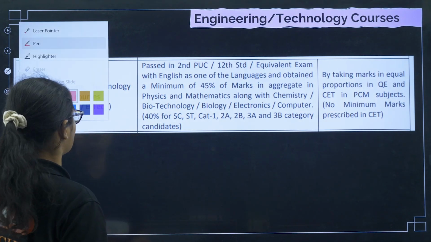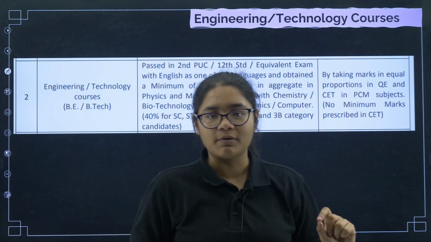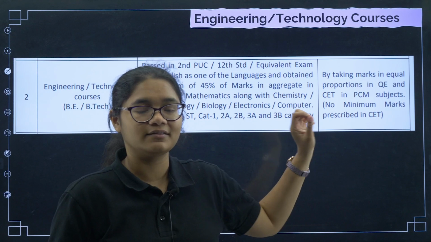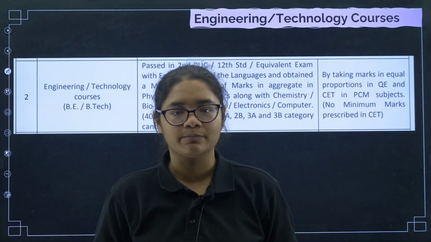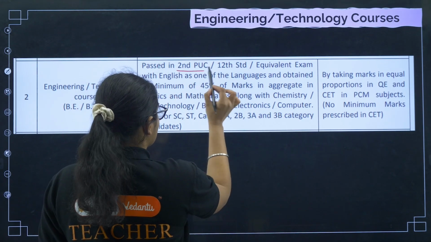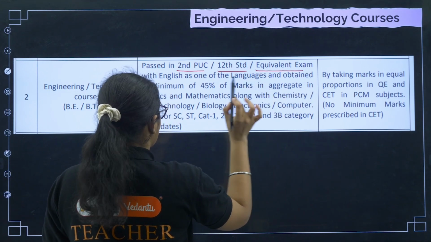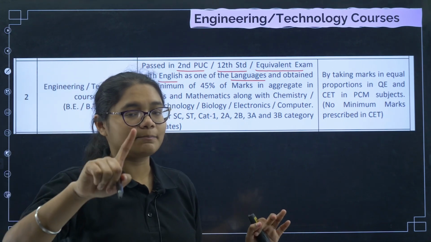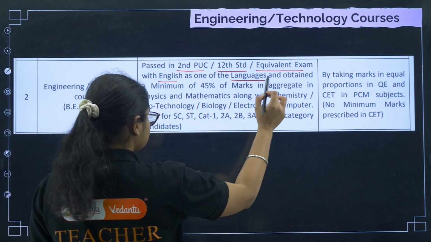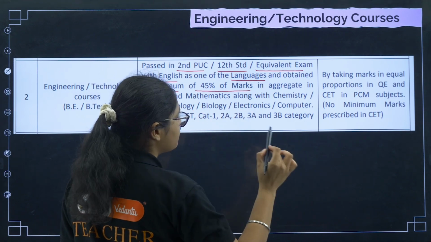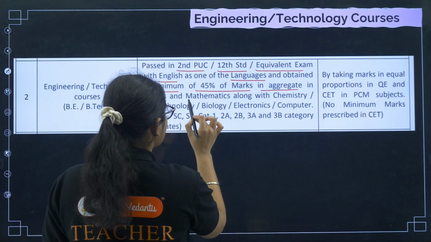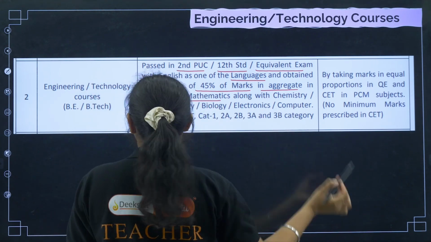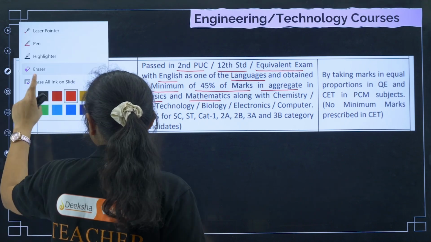Now moving to the next thing, your academic eligibility: how much percentage you should be getting. Very important, please remember, because you might get very good marks in your KCET examination, but if you do not fulfill this criteria, then you will not be selected, you will not be eligible. So you should pass your second PUC or 12th standard or equivalent exam with English as one of the languages. Whatever subjects you have, you should compulsorily have English. And obtain a minimum of 45% marks in aggregate in physics and maths, along with chemistry or biotechnology or biology or electronics or computer science. Very essential, students, please understand.